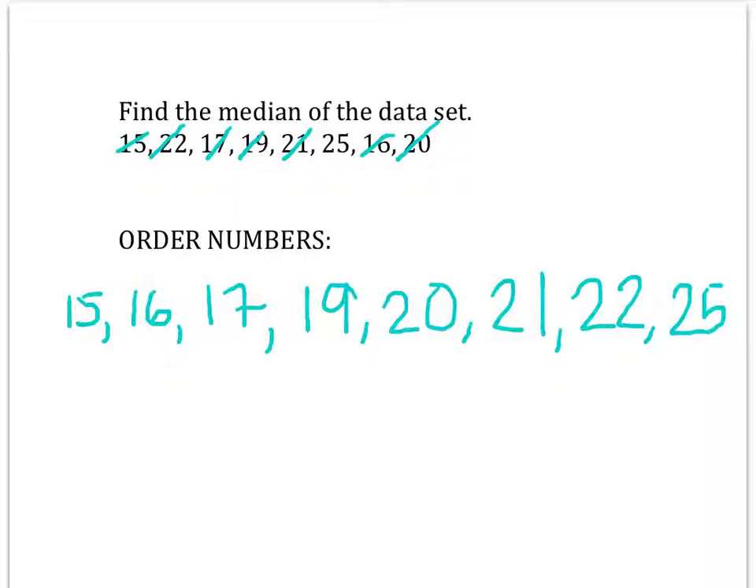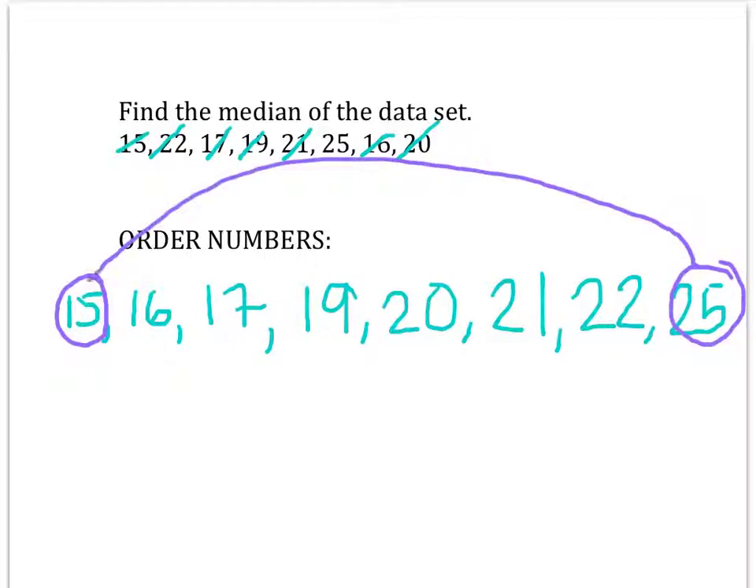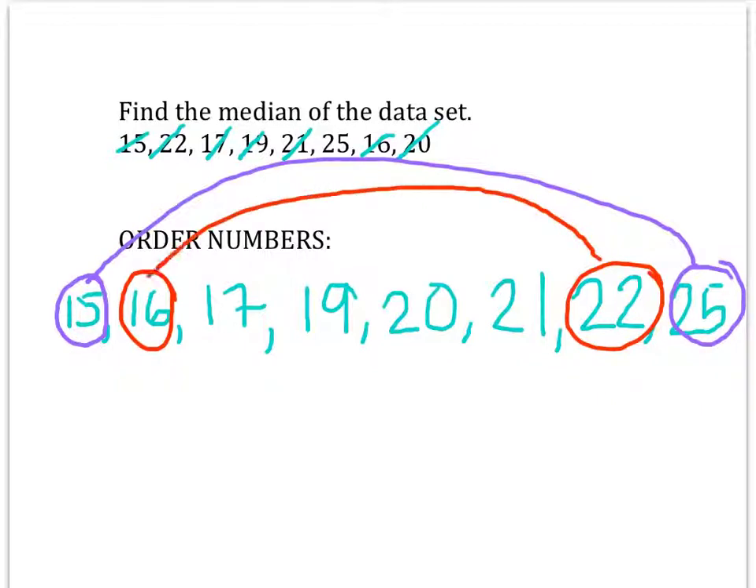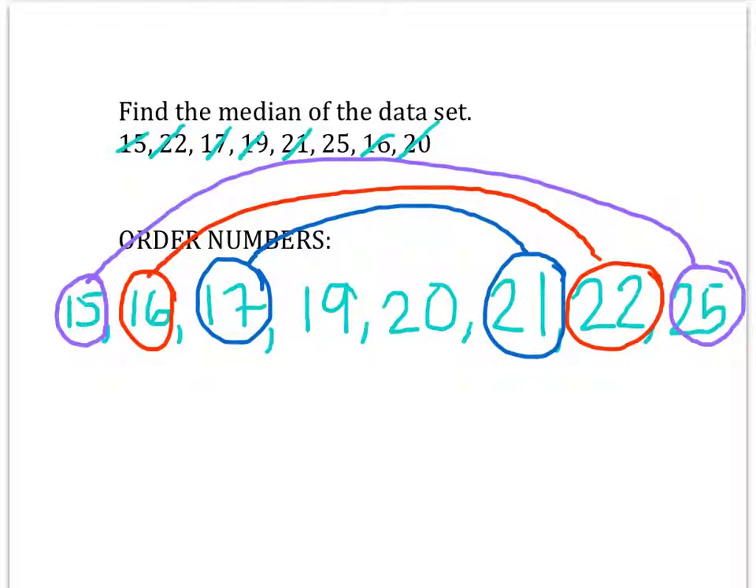The next thing that you would do is cross off one from the lowest and one from the highest. But crossing off can sometimes get confusing. So what you could do is circle the lowest and the highest and make a rainbow in between so that you know that they go together. Circle your next lowest and your next highest, and then you can make a rainbow in between. I circle 17 and 21, and I'm going to rainbow in between.